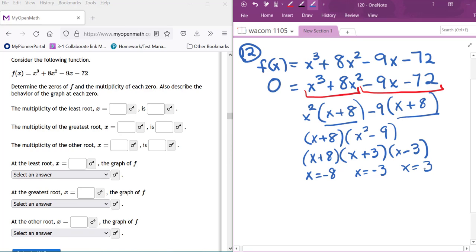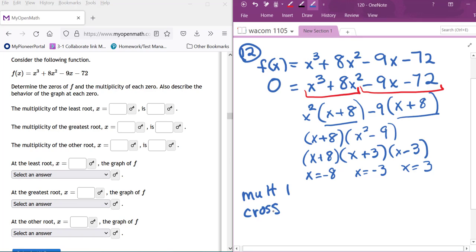And let's just double check the degree. The degree of the function is 3. So 3 zeros, we're good there. They all have multiplicity 1, and they're all going to cross.